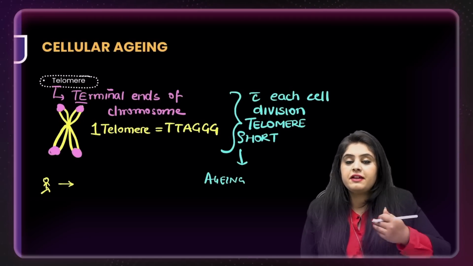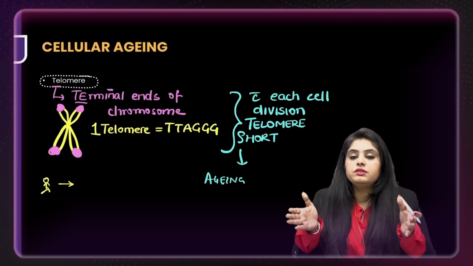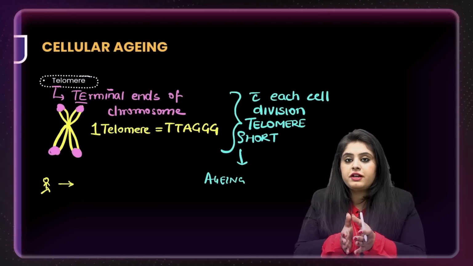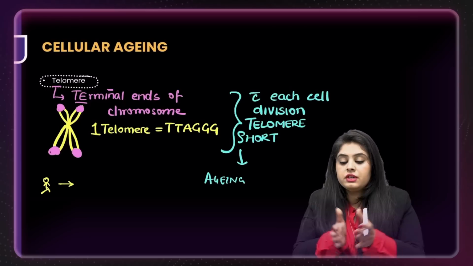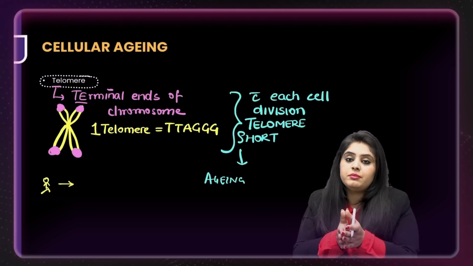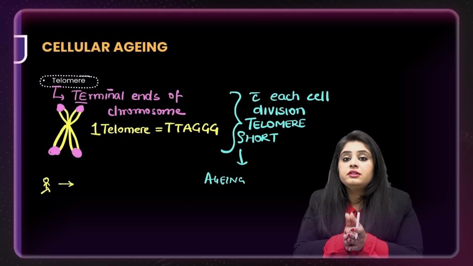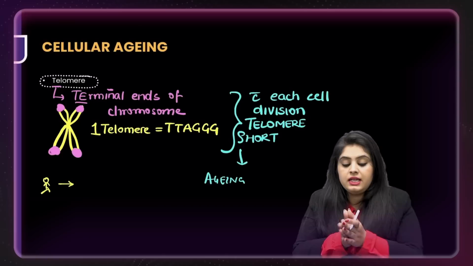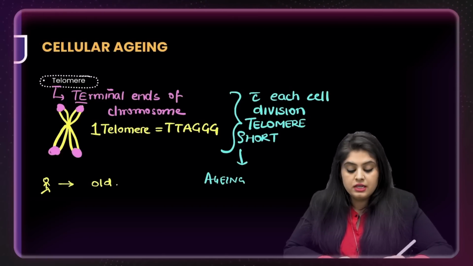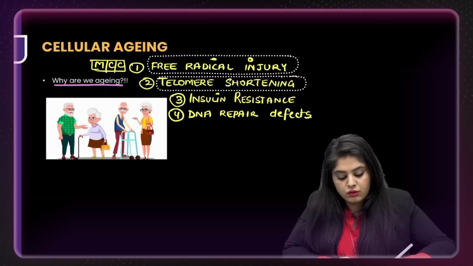So you will realize that every time the cells are dividing, from 1000, the telomeres are becoming 900. Next division, 700. Next division, 500. Next division, 200. So with every division, the telomeres are becoming shorter and shorter and shorter. That basically means that the telomeres will ultimately finish one day, and that is when we will say this person has become old.